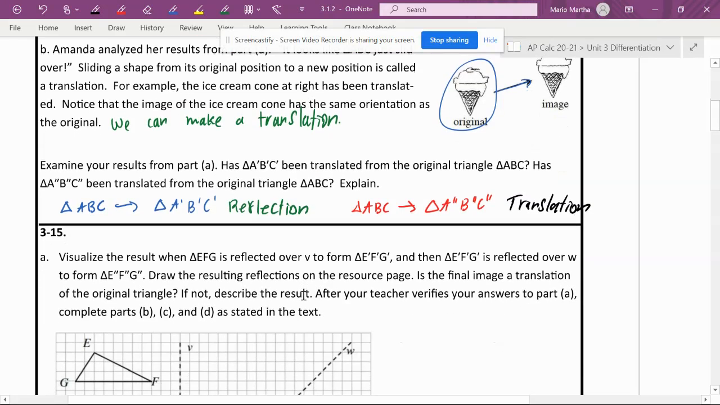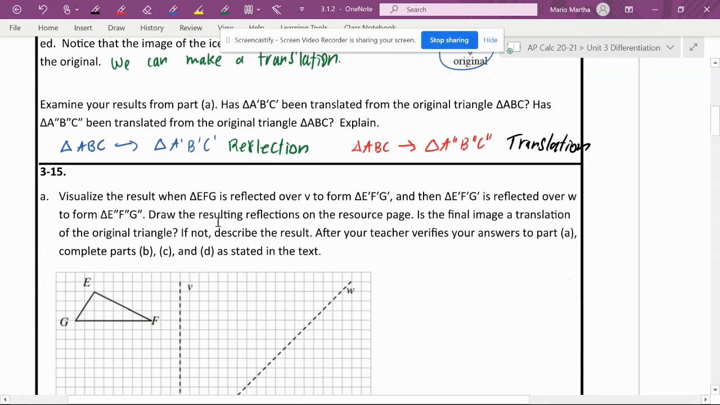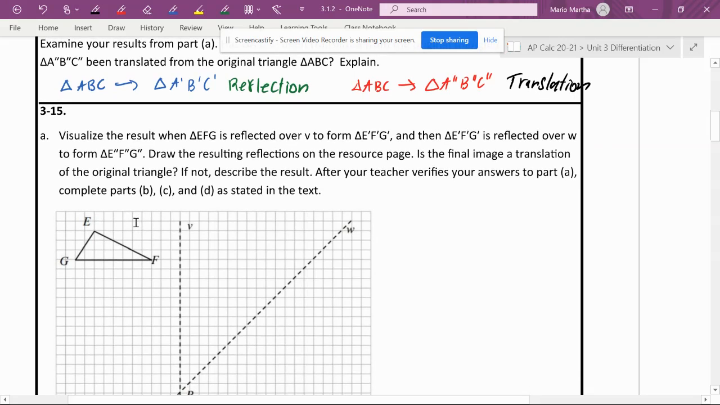Let's visualize the results when triangle EFG. So now we're going to be looking at a different problem. Visualize the result when triangle EFG is reflected over V, which is this line right here. And then it says to form triangle E prime F prime G prime, and then triangle E prime F prime G prime is reflected again over the other one.